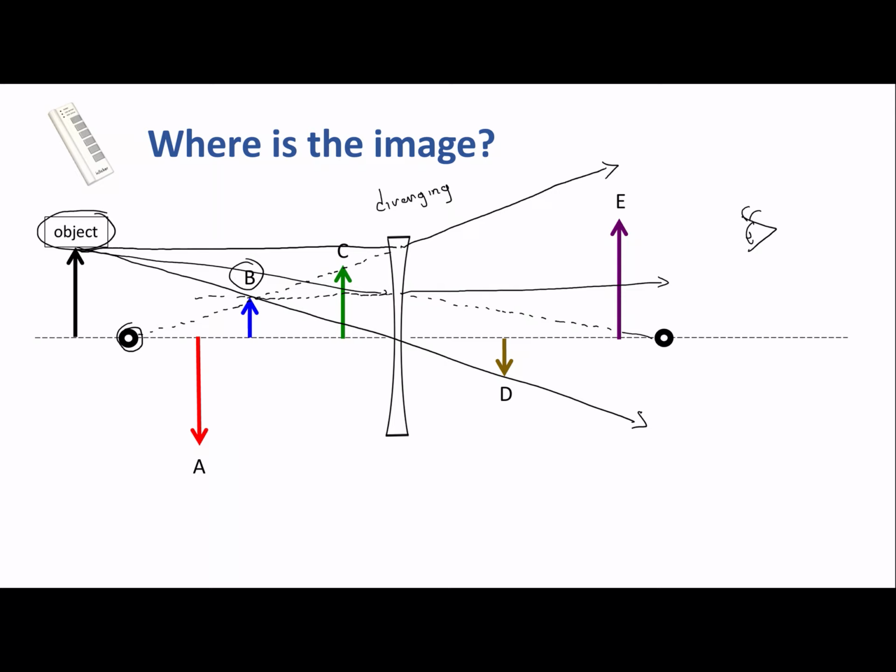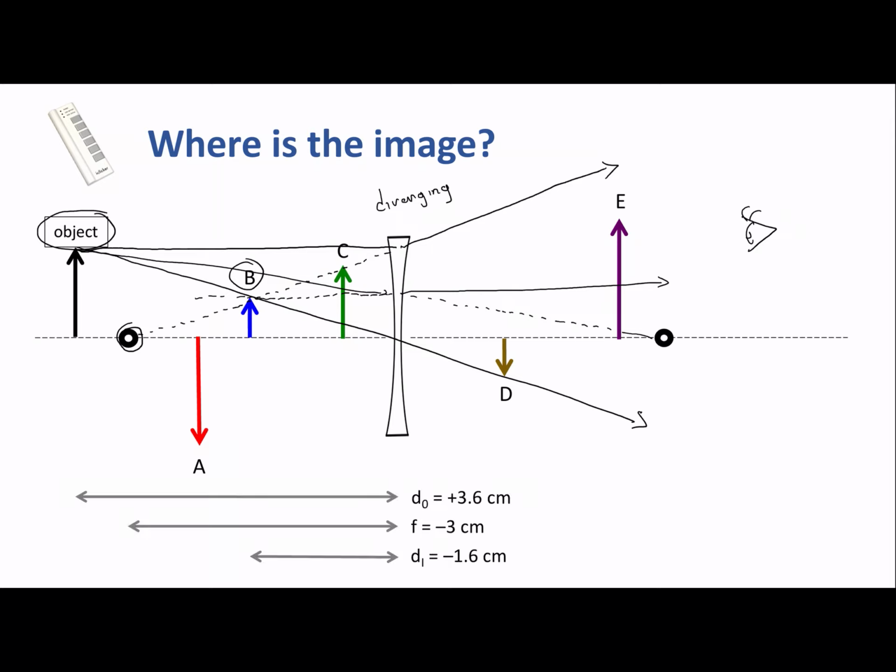Well, let's try this. We could draw ray diagrams. Ray diagrams are a little imprecise. It doesn't take much to make a little bit of a mistake with them and get an answer that's wildly wrong. So we do have our lens equation.